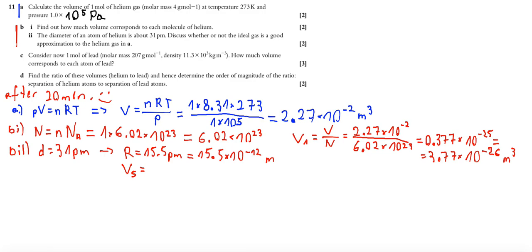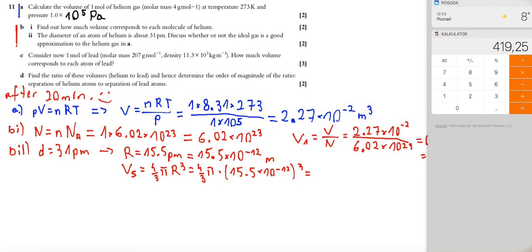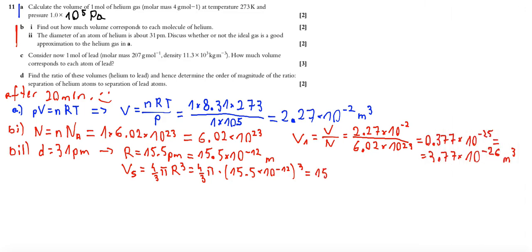So the volume of a sphere is 4 over 3 pi radius to the power of 3. So in this case it is 4 over 3 pi times the radius 15.5 times 10 to the power of minus 12, to the power of 3. I'm going to calculate this: 4 over 3 times pi, I'm going to use 3.14, times 15.5 times 15.5 times 15.5. Okay, so I have around 15,600 times 10 to the power of minus 12 to the power of 3, which is minus 36, which can be written as 1.56 times 10 to the power of minus 32. I moved the dot by 4 places.